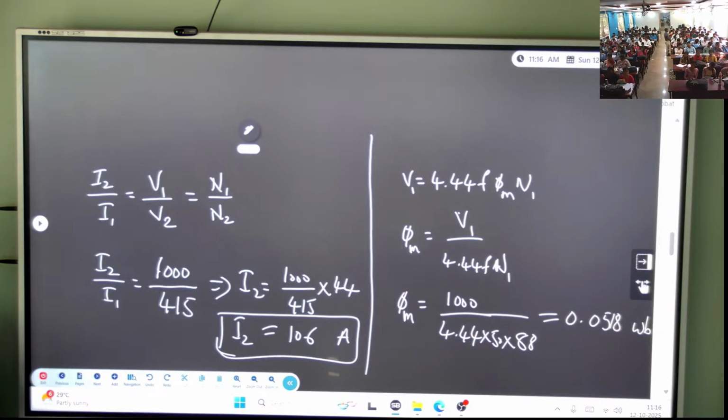So you have to remember two formulas in the transformer. One is the EMF equation formula, another one is the K value, the transformation ratio formula. That is V2 by V1 is equal to E2 by E1 is equal to I1 by I2 is equal to N2 by N1. The other one is the EMF equation: E1 is equal to 4.44 F phi m N1, or E2 is equal to 4.44 F phi m N2.